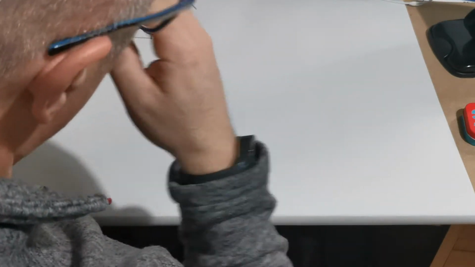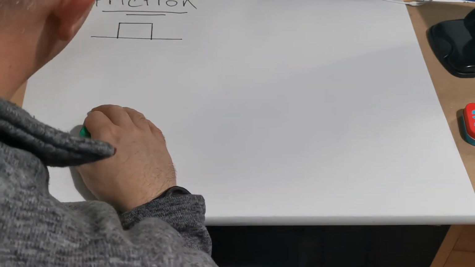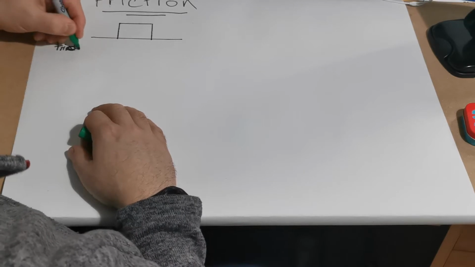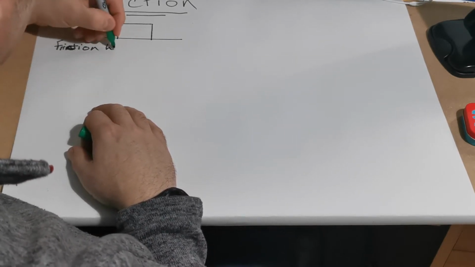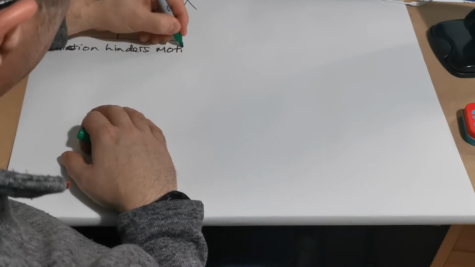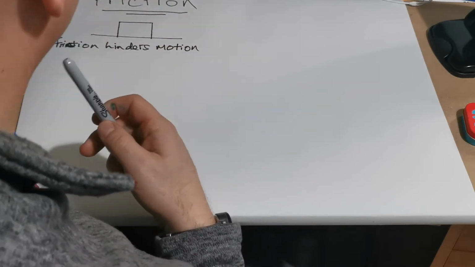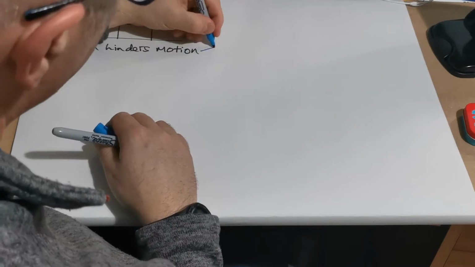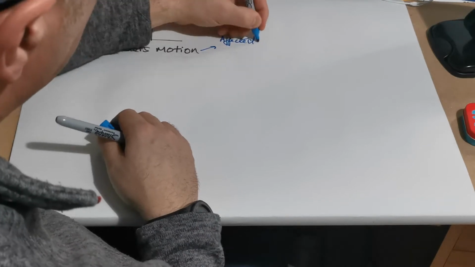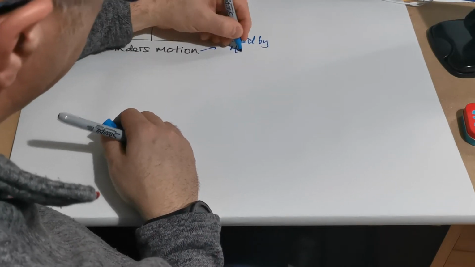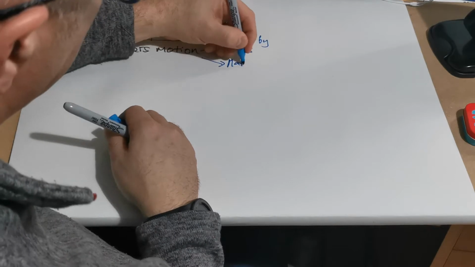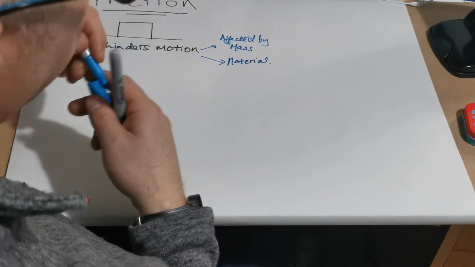So friction hinders motion. And things that will affect it, friction is affected by the mass of an object and also the material of the object it's moving on.